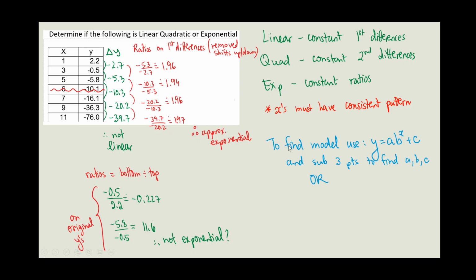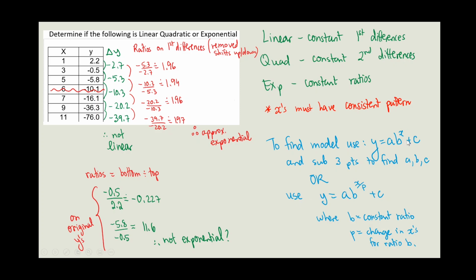To find this model, we're going to use the simplified version of an exponential with a single x as an exponent. So we can substitute 3 points to find a, b, and c. I'm going to perform this for you. However, there are also some shortcuts. I'm going to write them down, and then we'll see, as I find a, b, and c the long way, that the shortcuts work as well.